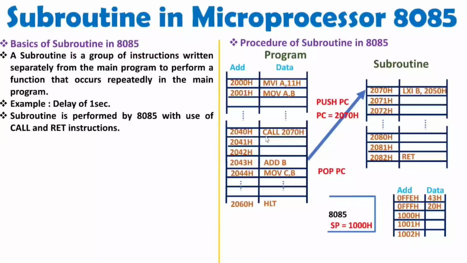In a subroutine we execute call and return instructions. The call instruction is written in the main program, and the return instruction we write in the subroutine program. When you call, at that time the program counter data will get pushed on the stack, and when you return from the subroutine, at that time the program counter will get restored to the main program by POP PC. This PUSH PC and POP PC is executed by the microprocessor internally. So that is how things happen in a subroutine.